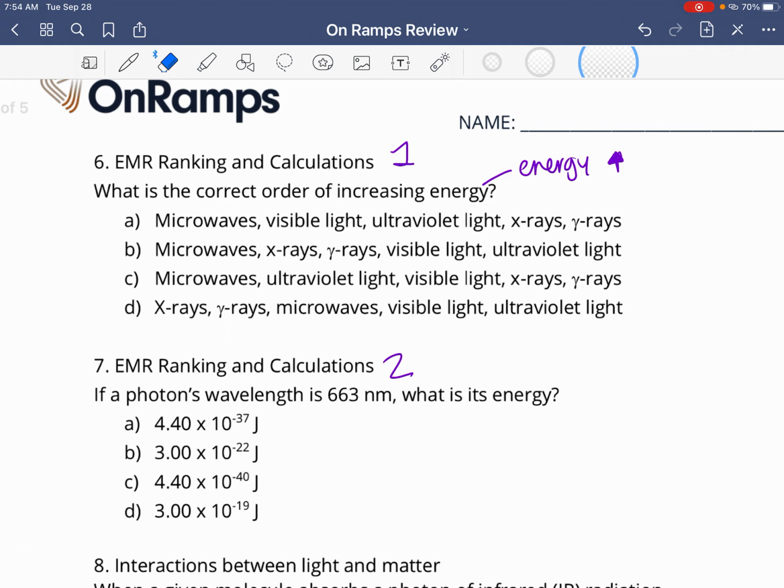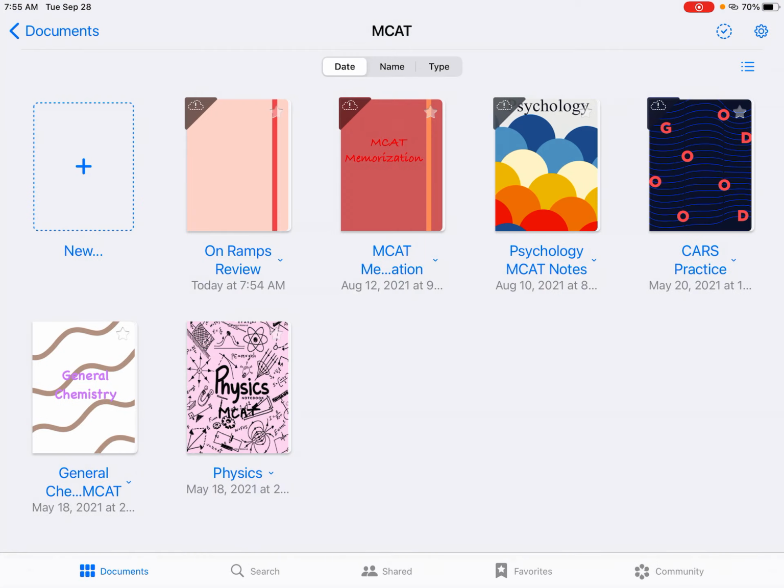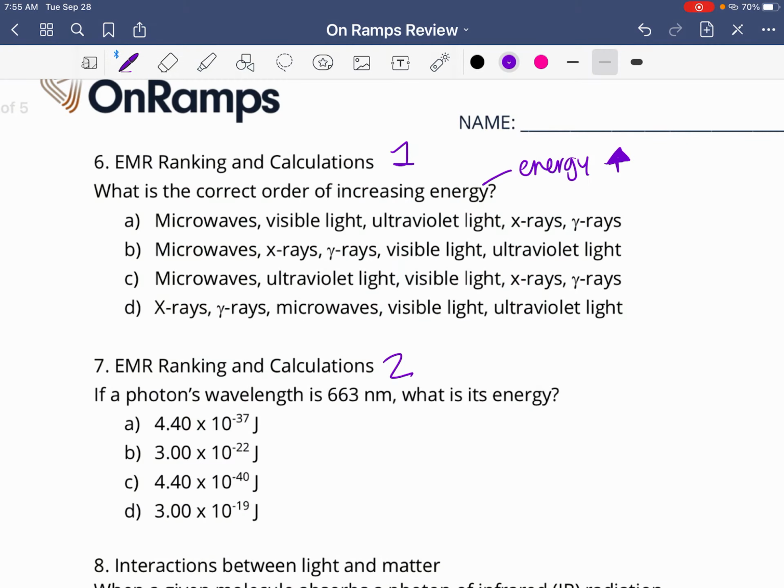So when we say that, as we list them off, your energy will be going up. Okay? Energy will be going up. So you're going to start off with the smallest and give me the biggest. If it would say decreasing, you're going to start off with the biggest energy and then list off smaller and smaller.